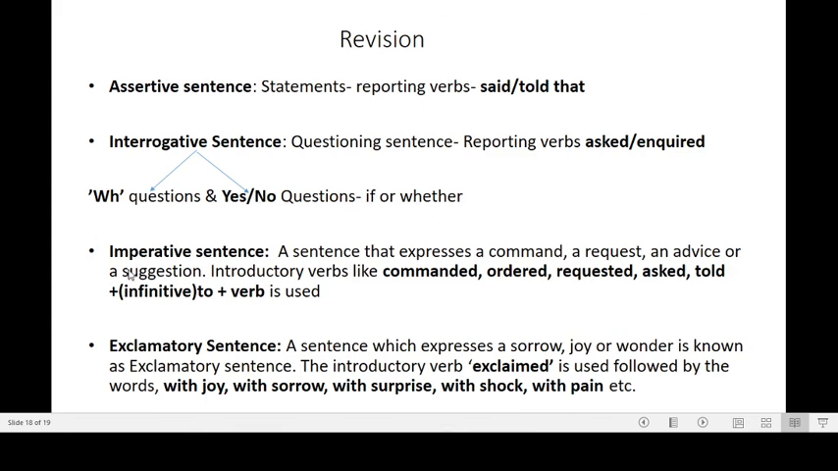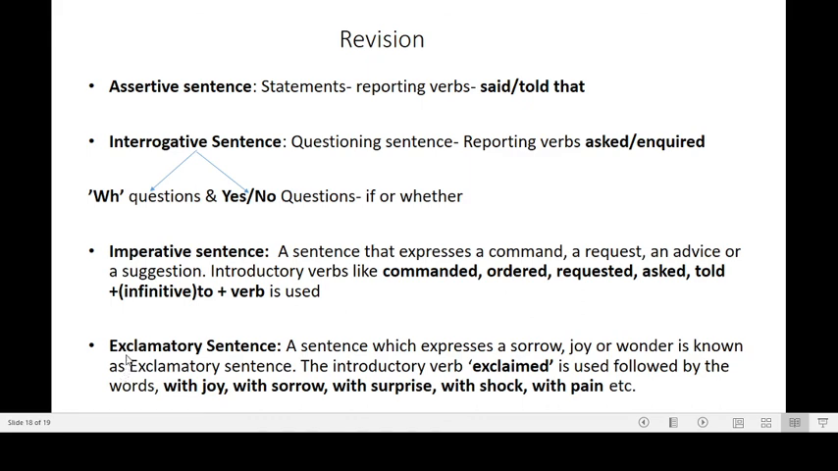And the third type of sentence that we discussed was imperative sentences. A sentence that expresses a command, a request, an advice or a suggestion is called an imperative sentence. Here the reporting verb like commanded, ordered, requested, asked, told plus infinitive, that is to plus verb, is used. Example: he commanded me to take up the job, or he requested me to pass on the book. Like that, sentences in imperative mode should be changed into indirect speech.